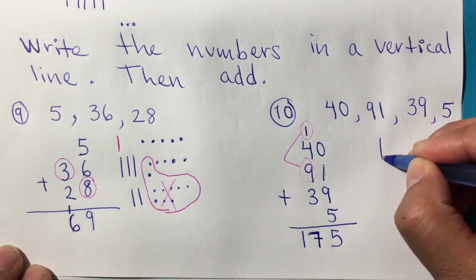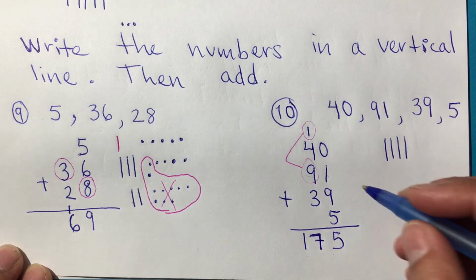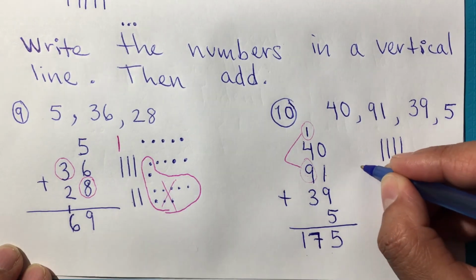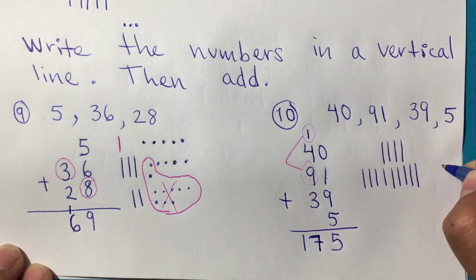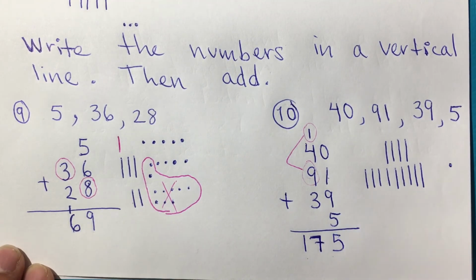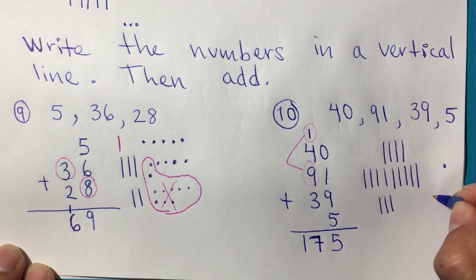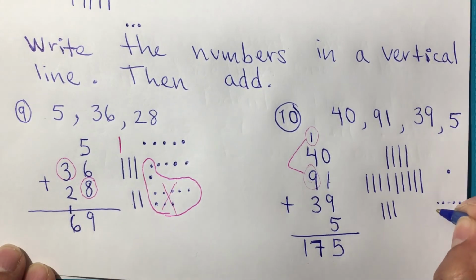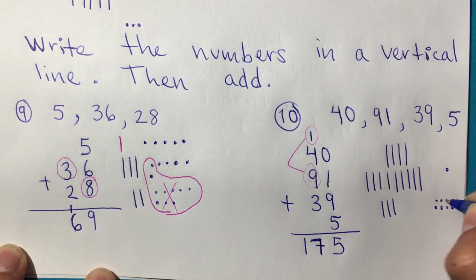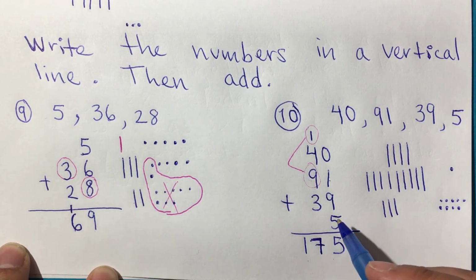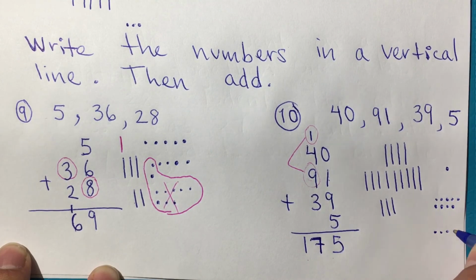We have 40. So that's 4 tens and 0 ones. Then we have 91. So 1, 2, 3, 4, 5, 6, 7, 8, 9, and 1. 39, we have 3 tens, and 9 ones. So 1, 2, 3, 4, 5, 6, 7, 8, 9. Let me make sure that I show them. That's 9. And then 5. 1, 2, 3, 4, 5.